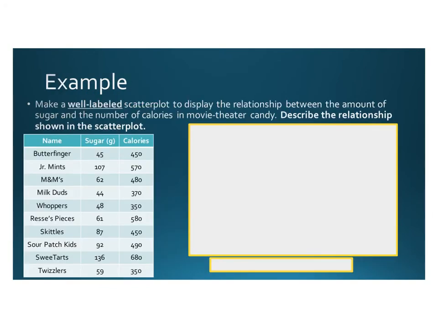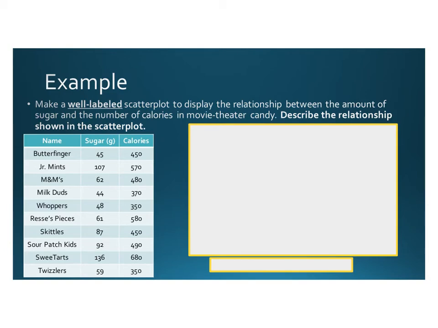So in our next example, we're going to create a well-labeled scatter plot to describe the relationship between the amount of sugar and the number of calories in movie theater candy. Then we're going to describe the relationship shown in the scatter plot. Okay, so you have 4 of these in your practice today.